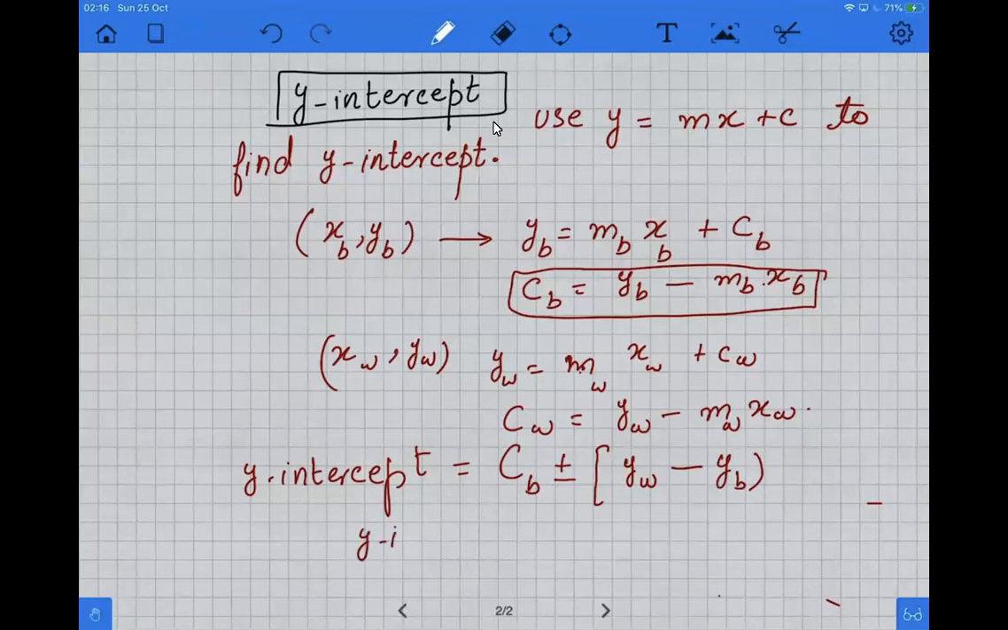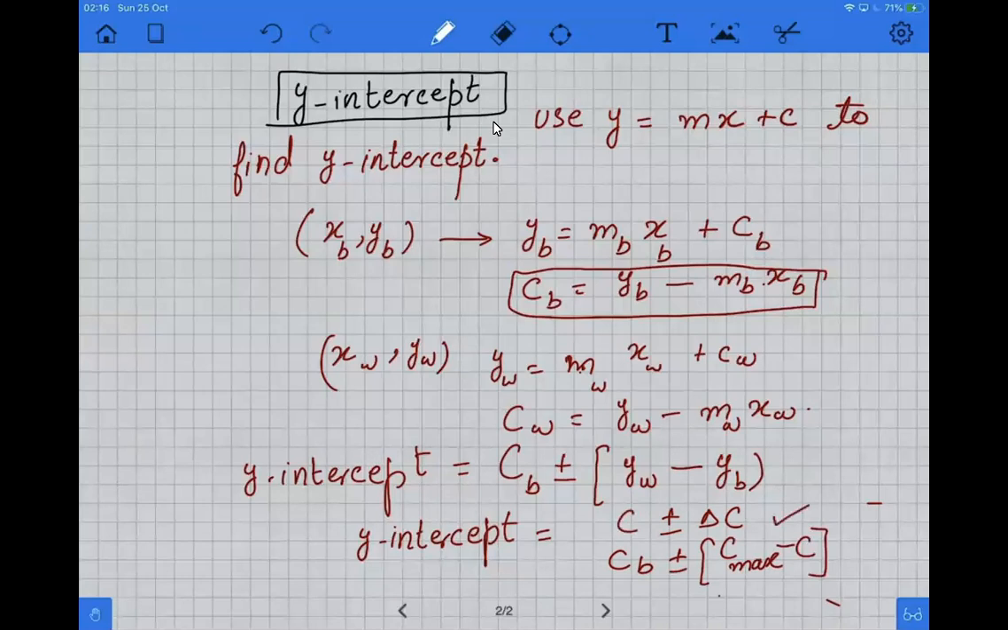How will you write this answer? Y-intercept will be C plus minus delta C. C is the best fit line. Delta C is the uncertainty. That would be C maximum minus C. So in this manner, we can calculate the y-intercept. So you're done with paper 5, question number 2. Remaining parts will depend on y-intercept and gradient, and they are easy to calculate.